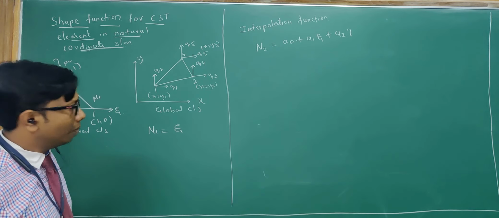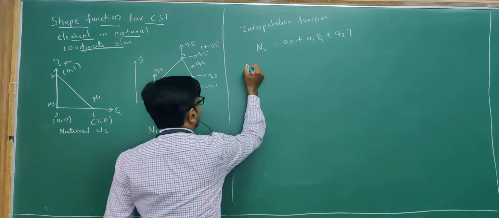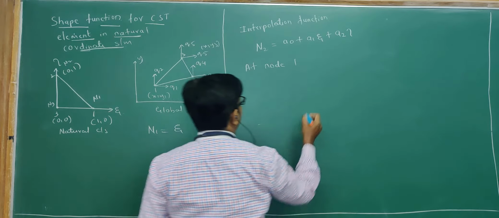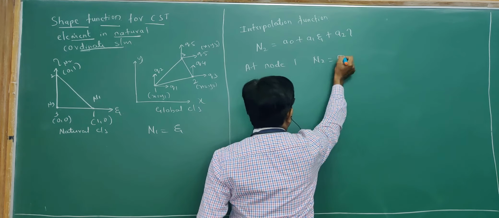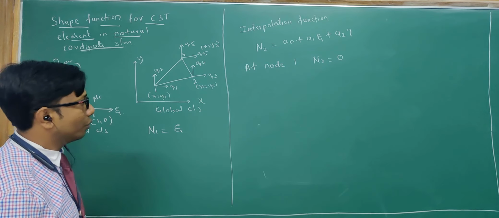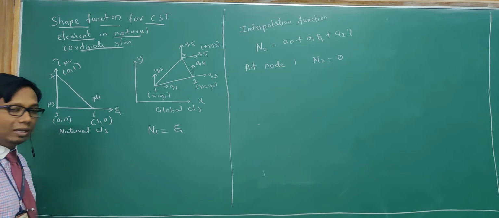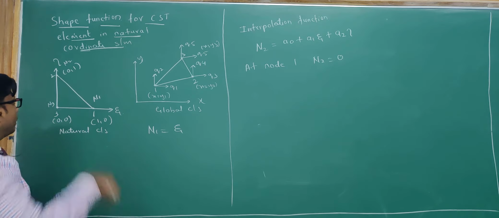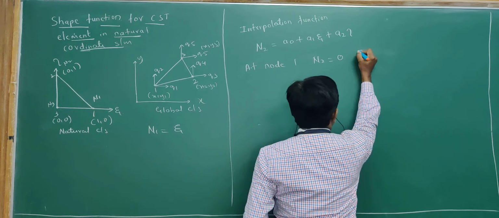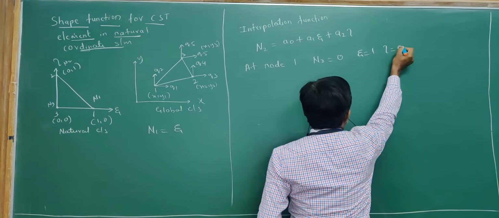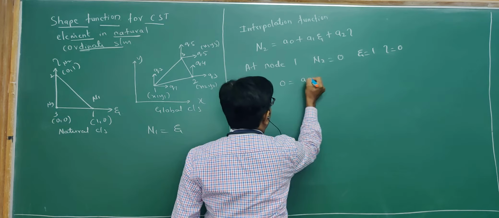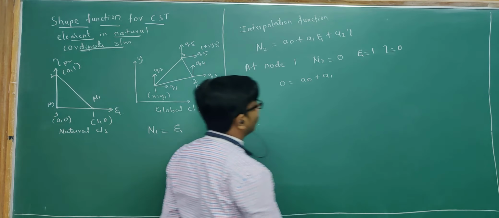The same procedure we will be following at node 1. Okay, so what is the value of n2? n2 will be equal to... a2 will be 0 here.